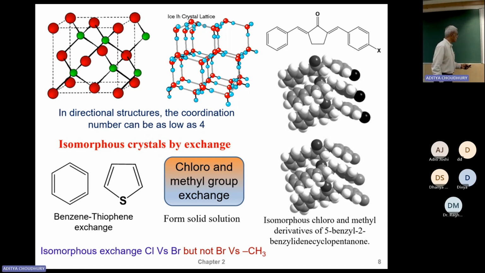There are so many pairs like this. Phenyl and thiophene. There are a few more available. Probably I'll give you that as an assignment, for you to find out. So chloro versus bromo, but not bromo versus methyl. Whether you make the chloro compound or the bromo compound, they are going to have the same crystal structure because of the size and shape. They will occupy the same space, the same way.